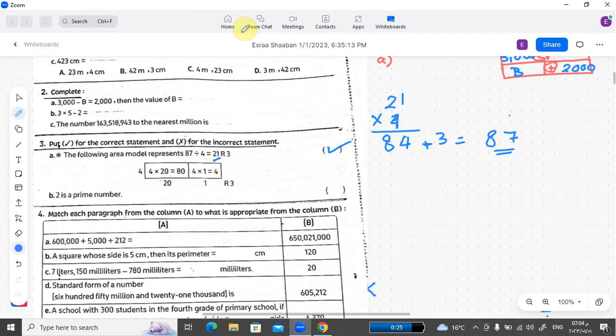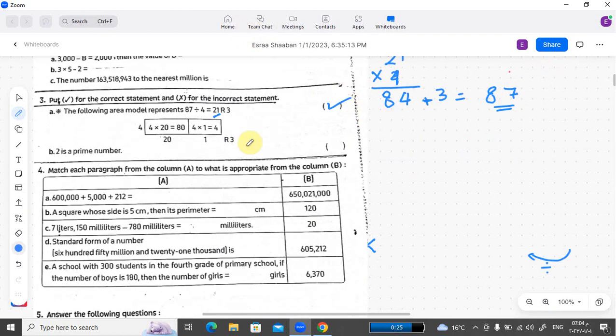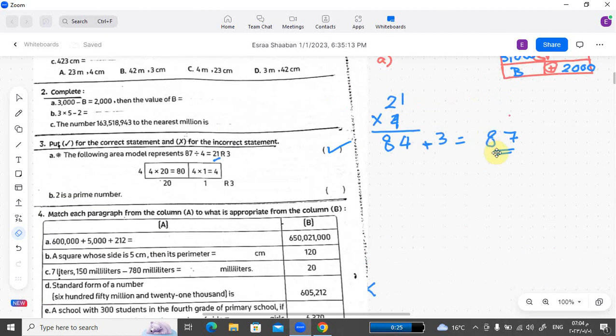Okay. The prime numbers. Is 2 a prime number, yes or no? A prime number is a number that has only two factors, and the two factors are 1 and itself. So here, 2 is a prime. Yes. What are the prime numbers? 2, 3, 5, 7, 11. Any number that has only two factors. So 2 is a prime, yes, because we have only 1 times 2.